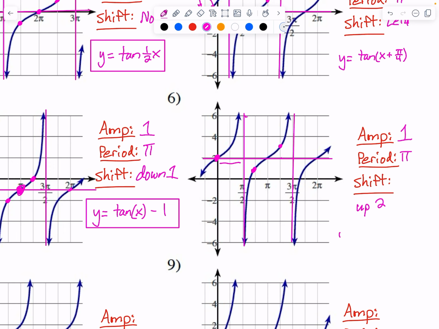All right, so this function is going to be y equals, I can tell it's tangent because it's increasing. The period hasn't changed, so it's just going to be tangent of x, but I need to shift the whole thing up 2, so I'm going to put a plus 2 right there.